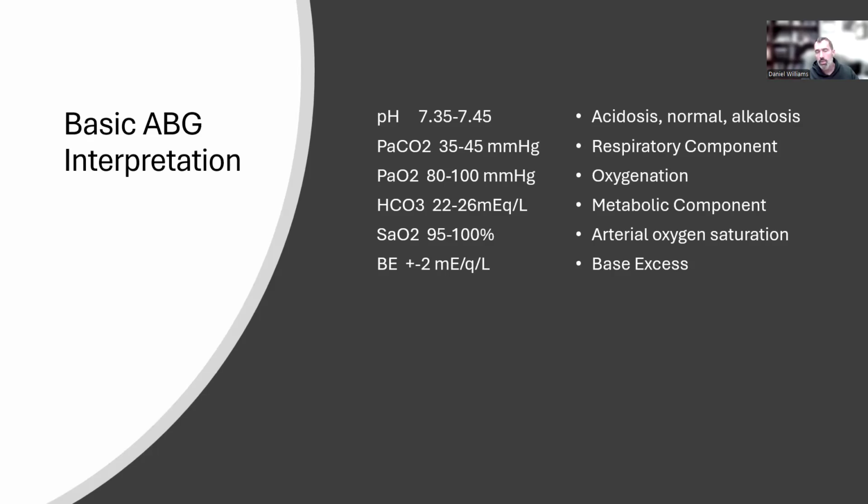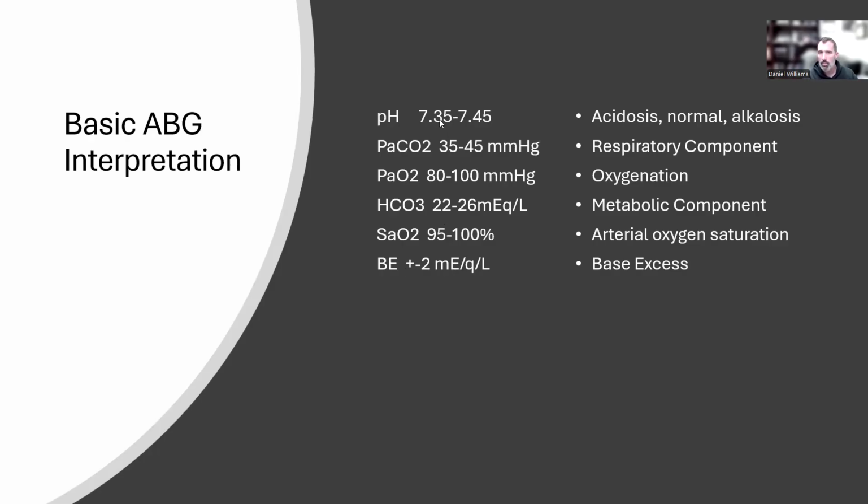So first thing we've got to look at is our normal values. You've got to know what constitutes an arterial blood gas. So we do have a pH value, a PaCO2 value, a PaO2 value, bicarb value, SaO2 for arterial saturation, and base excess. You must commit to memory the normal values for those items.